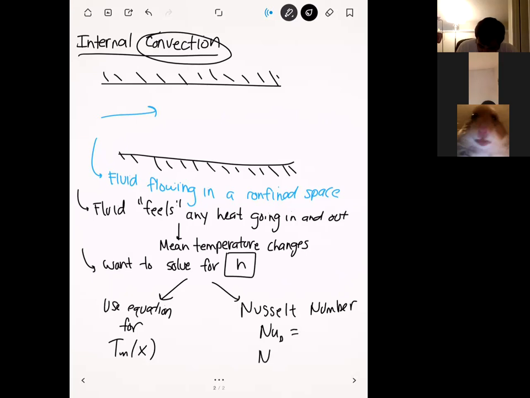What we saw last time was that for internal flow, we had very simple expressions for the Reynolds number. The Reynolds number will either be 4.36 or 3.66, and that depends on whether we have a constant heat flux at the wall or a constant surface temperature at the wall.